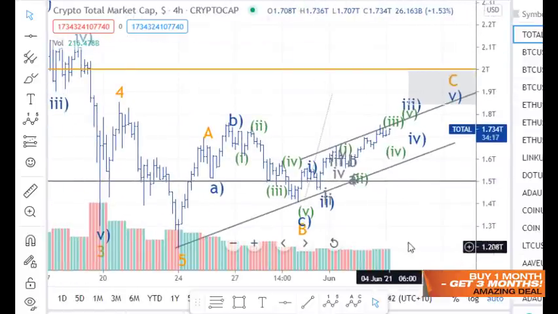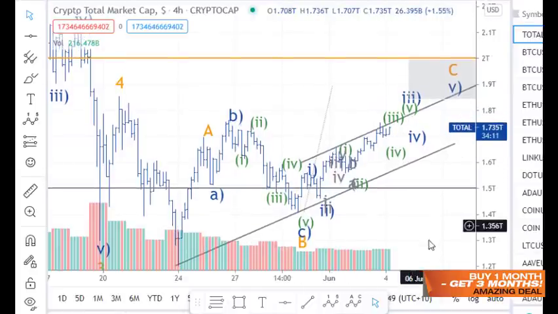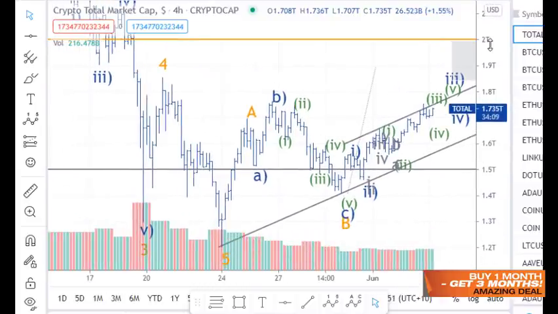You can also see the volume here as well. It's just not increasing with the price. So to me, that's divergence there.